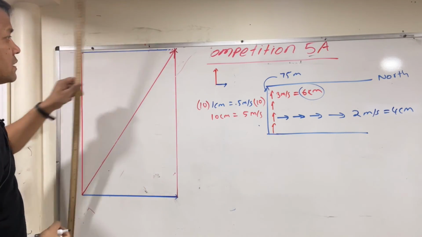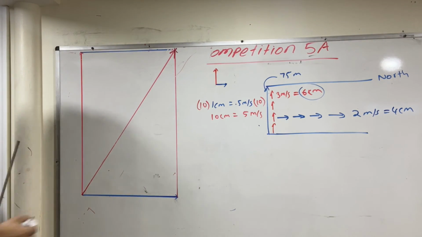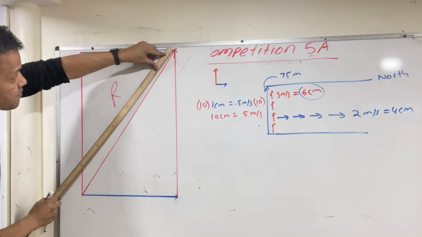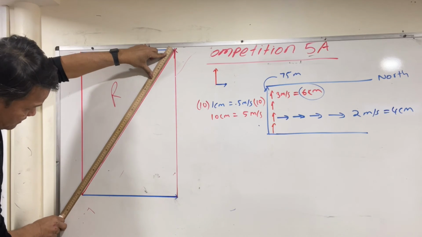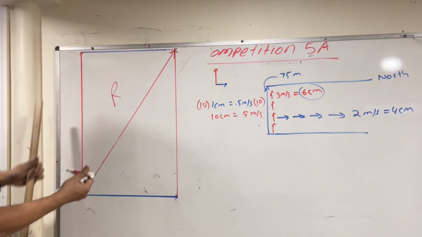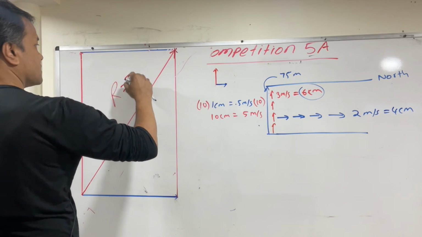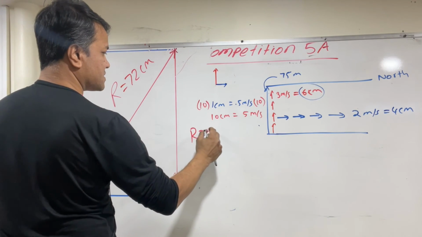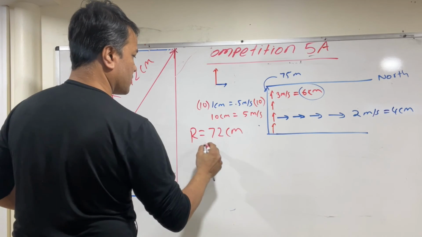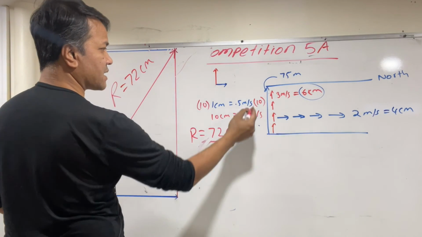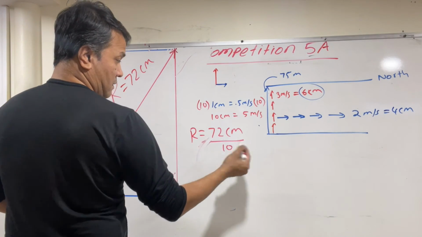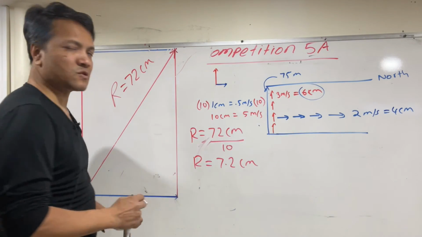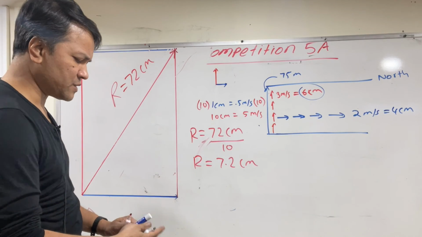All right, I want to find the size of the resultant. So this is my resultant. I want to know the size. 72 centimeter. All right, so the resultant is 72 centimeter, and I want to divide by 10 because earlier I multiplied by 10. So 7.2 centimeter, right? So 7.2 centimeter is how much velocity?